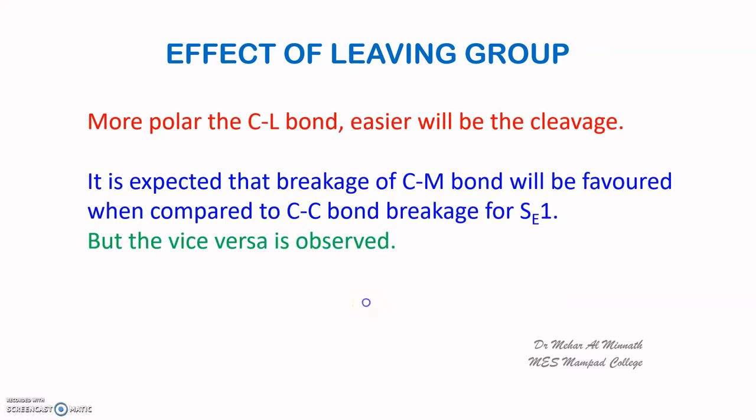But SE1 mechanism is more favored where there is C-C bond breakage, and the reason for this is still unknown. Usually the reaction which involves C-M bond breakage is SE2 mechanism, and the one which involves a C-C bond breakage is SE1 mechanism. Why is that so? Why this unexpected pattern exists is still not known.